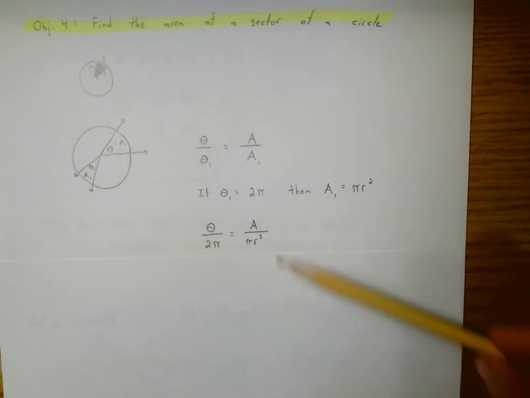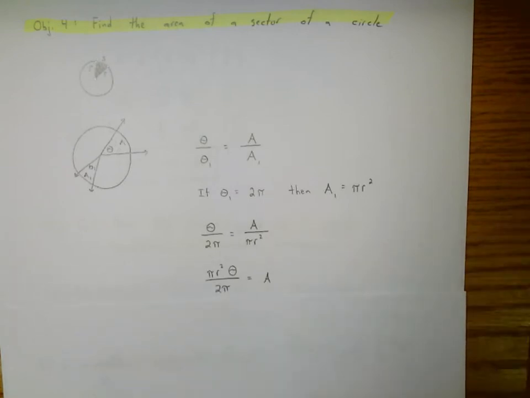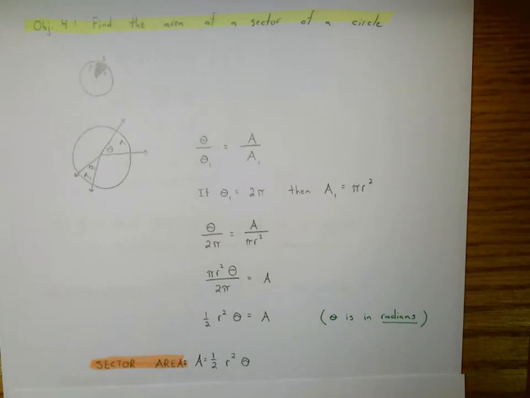I can substitute those two things into my proportion from above, giving me this equation. If I multiply both sides by pi r squared, that will isolate A, and this can be reduced by a factor of pi on top and bottom. So I end up with 1/2 radius squared times theta is equal to sector area. Once again, for this to work, theta has to be in radians. Right? What we've done is we've derived this sector area formula that the book gives you.